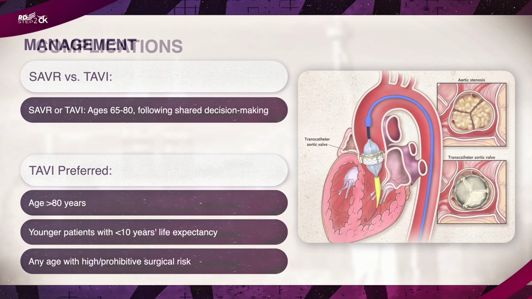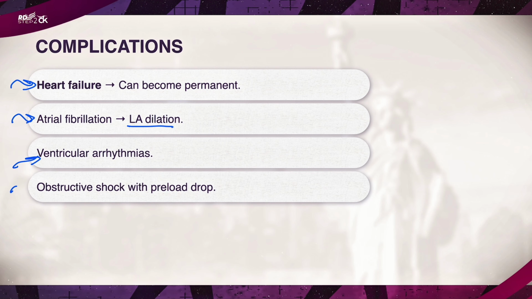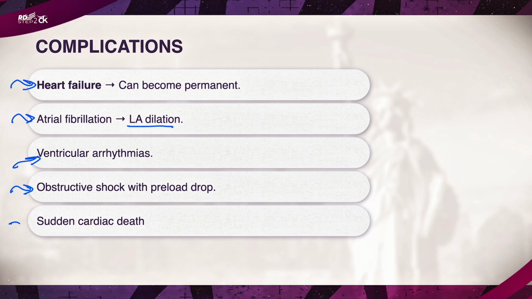Aortic stenosis can lead to several serious complications. Heart failure may develop and become irreversible if left untreated. Atrial fibrillation is common, often due to left atrial dilation. Ventricular arrhythmias can also occur. If preload suddenly drops, like from dehydration, from diuretics, from medications, patient can go into obstructive shock, right? Because they have fixed cardiac output and they are preload dependent. There's also a risk of sudden cardiac death in these patients.